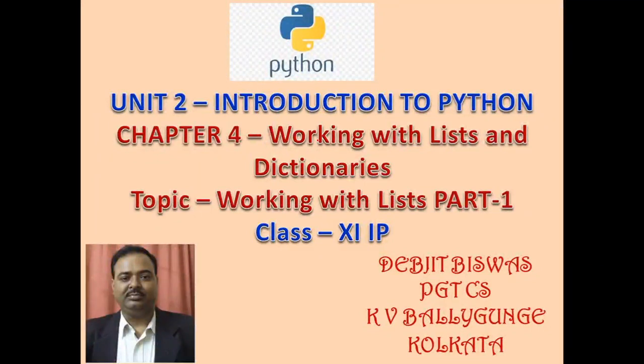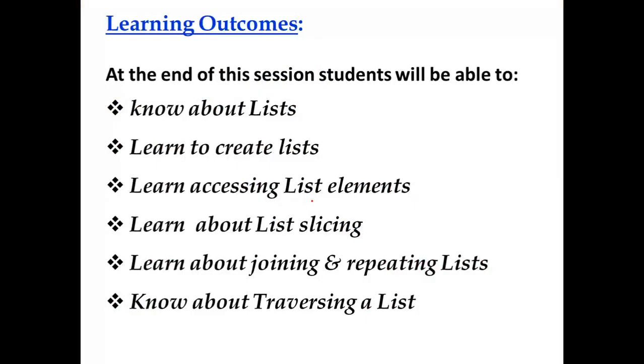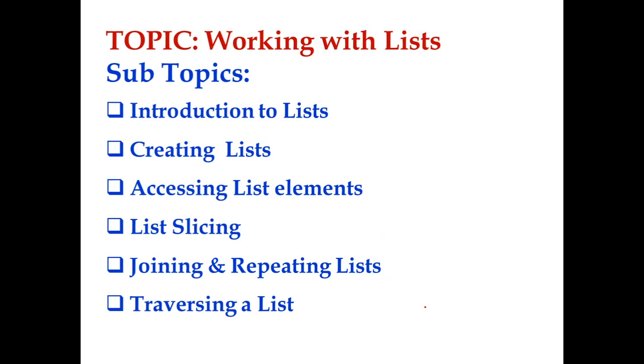Chapter 4, Working with Lists and Dictionaries, and the topic is Working with Lists Part 1, Class 11 IP. What are the learning outcomes? The students will be able to know about lists, learn to create lists, learn how to access elements in a list, learn about list slicing, joining and repeating lists, and also traversing list elements. These are the subtopics.